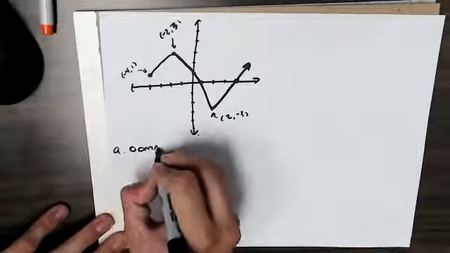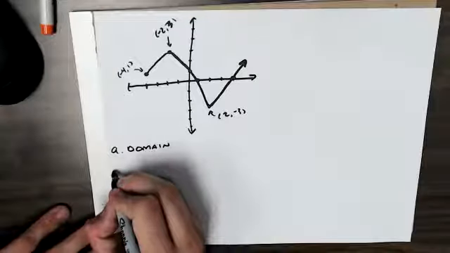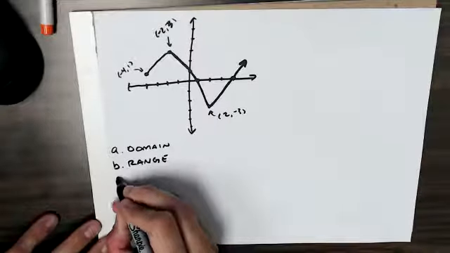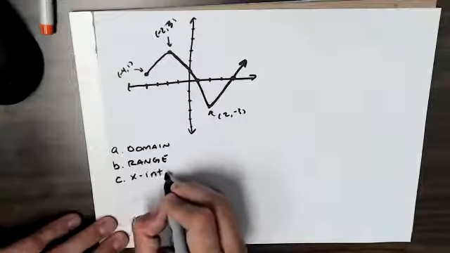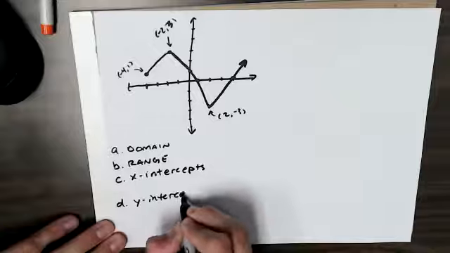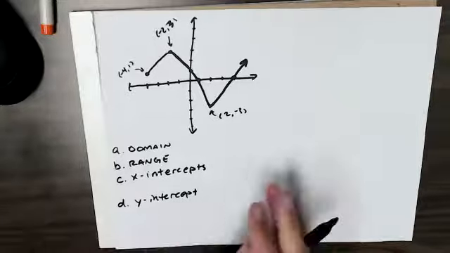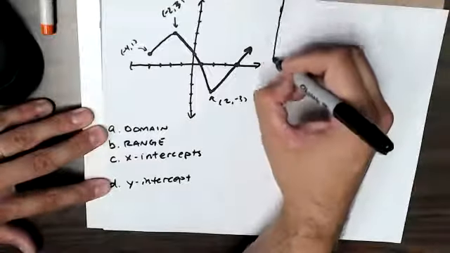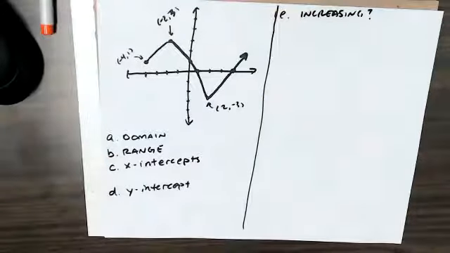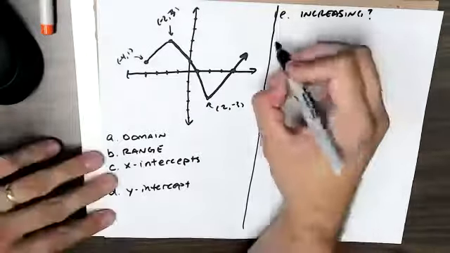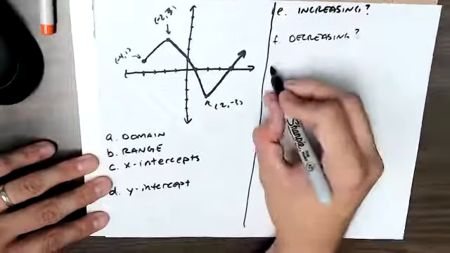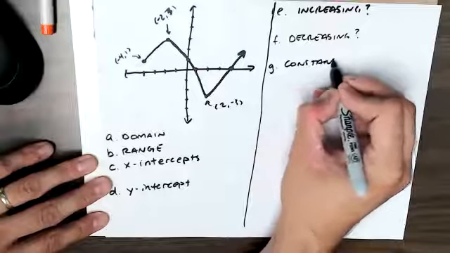First I'm going to ask for domain. Then I'm going to ask for range, of course, that comes after domain. And then I'm going to ask for the x-intercepts. And then the y-intercept. And then I'm going to ask for the increasing, decreasing, constant intervals. Where is this thing increasing, right? Increasing. Decreasing. Constant.